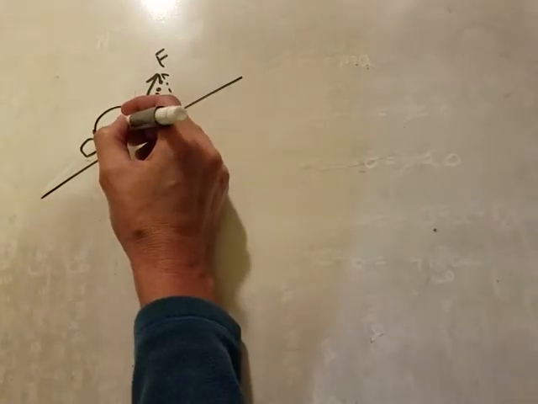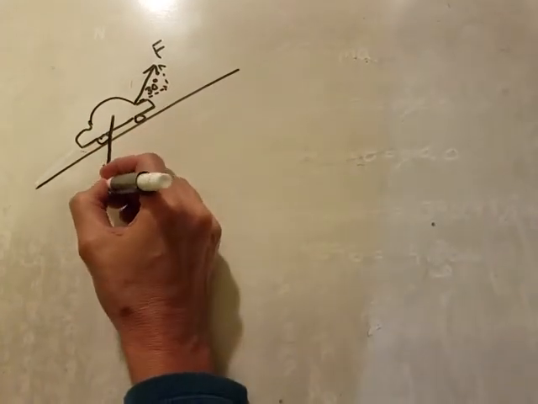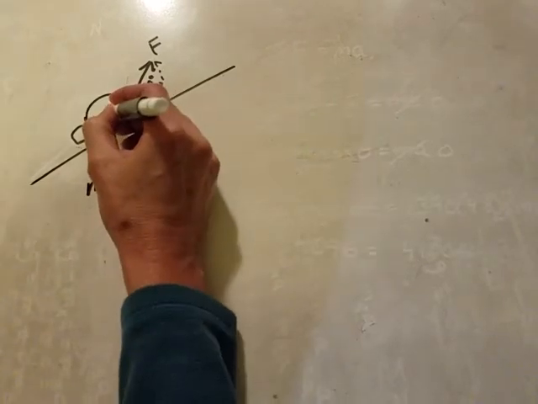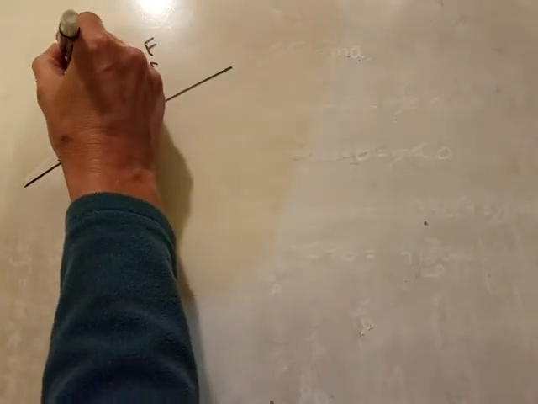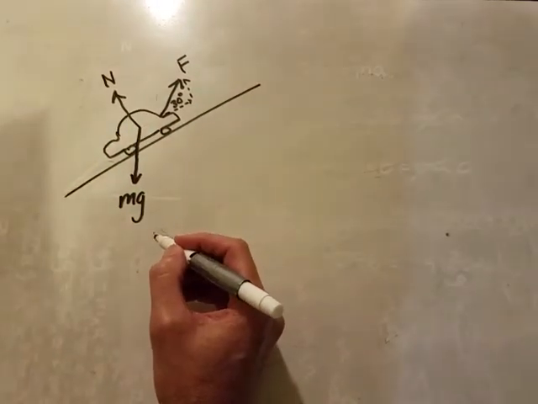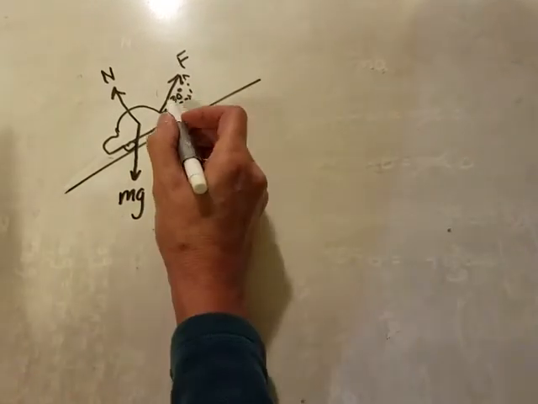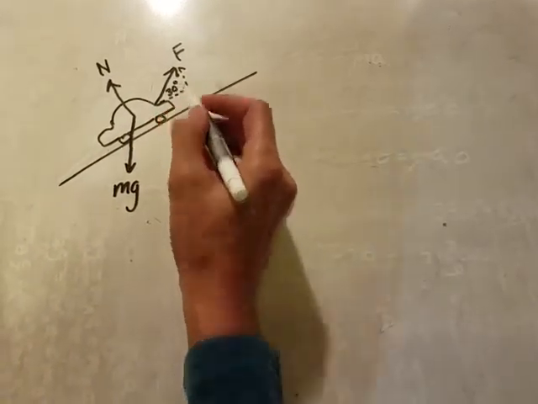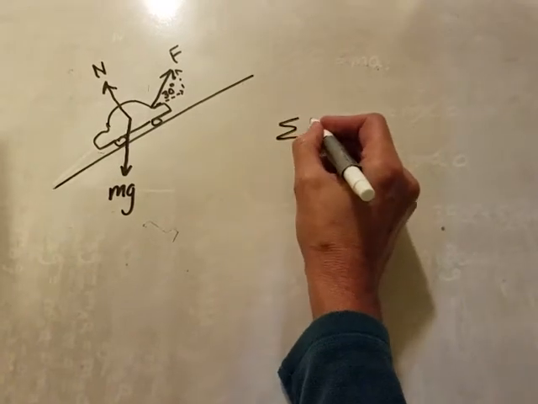Again, first step is free body diagram. We have our mg, which points towards the center of the earth. We've got our normal force, which is pointing up perpendicular to the surface. No friction on this hill, which is good. And then our force, which is pulling at 30 degrees. So doing our F equals ma equation.